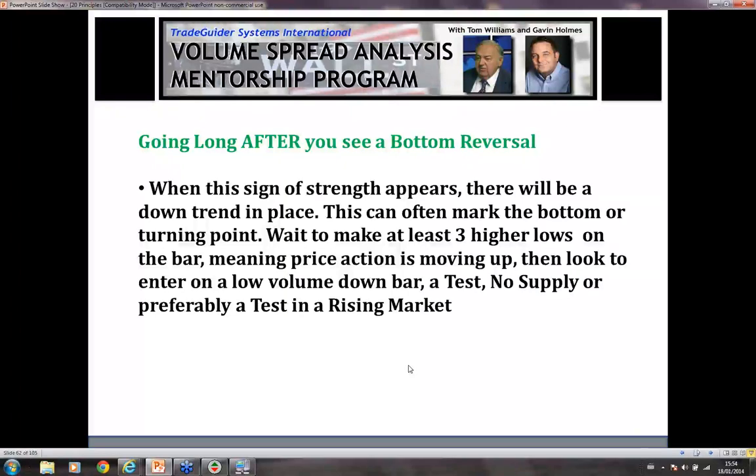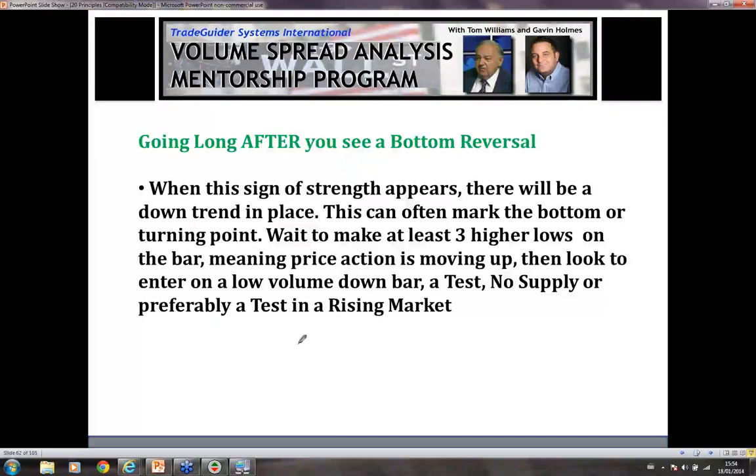This can often mark the bottom or the turning point of the market. Now, you wait to make at least 3 higher lows on the bar. Now, what does that mean? You don't have to. This is just a rule that you can follow if you want to be conservative.